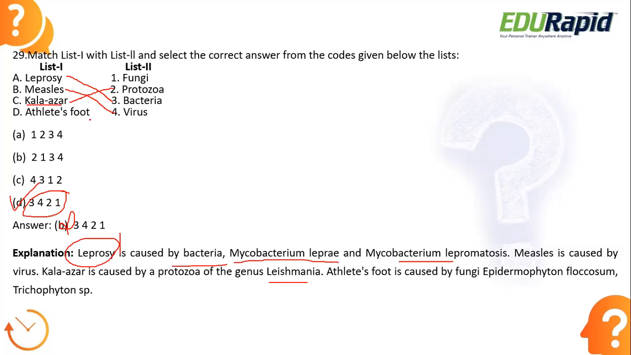Similarly, athlete's foot is a disease which is caused because of a fungi. Here, the fungi which causes athlete's foot in an individual is Epidermophyton floccosum. Epidermophyton floccosum is one of the fungal species that causes athlete's foot. Along with that, we have one more called Trichophyton. So these are the fungal species which can cause a disease called athlete's foot. Usually when a person starts suffering from athlete's foot, there will be scaling or peeling of the skin in the foot region.